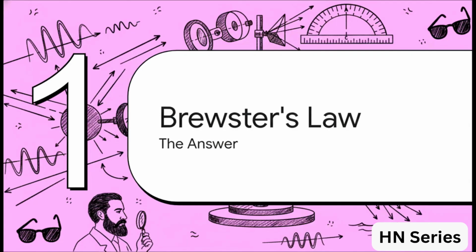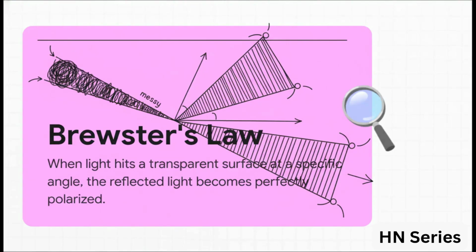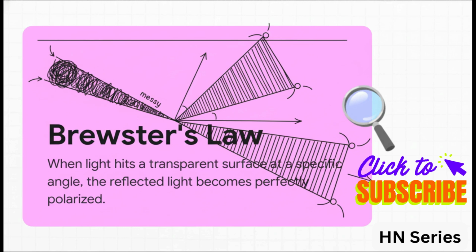Okay, so how do we even begin to understand this organized light? Well, the answer is something called Brewster's law. It was figured out way back in 1815 by a Scottish physicist, Sir David Brewster, and it's the absolute key to taming glare. You know, the core idea is surprisingly simple. It turns out there's a kind of magic angle. When light hits a surface like water or glass at exactly this angle, the light that bounces off of it is completely transformed. It goes from being all messy and chaotic to perfectly, neatly ordered.